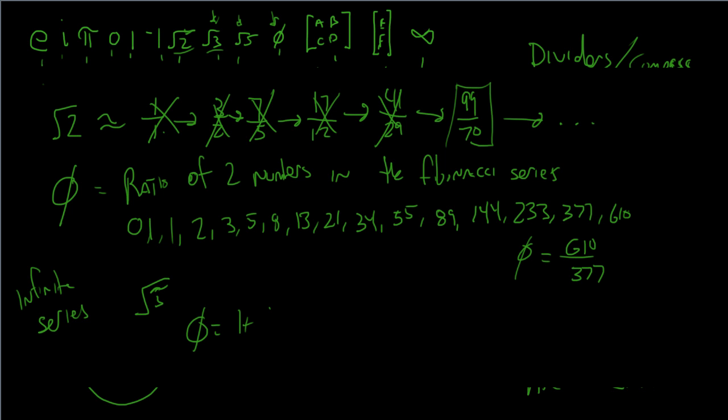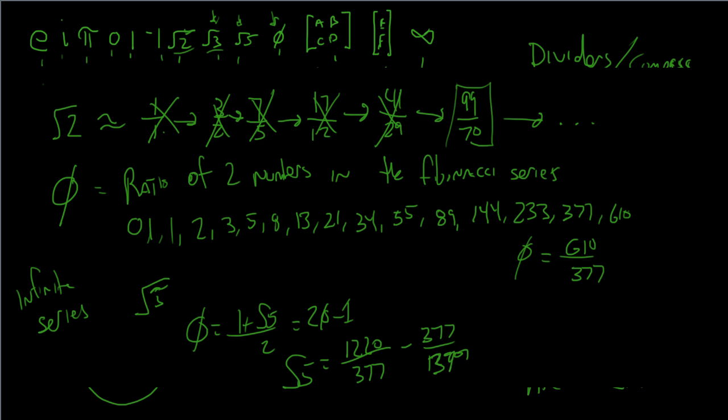Phi equals 1 plus the square root of 5 over 2. So the square root of 5 is 2 phi minus 1. So this would be the square root of 5 equals 1220 over 377 minus 1, which is 377 over 377. I'll struggle here to actually do the math, and then we'll check it with a calculator.